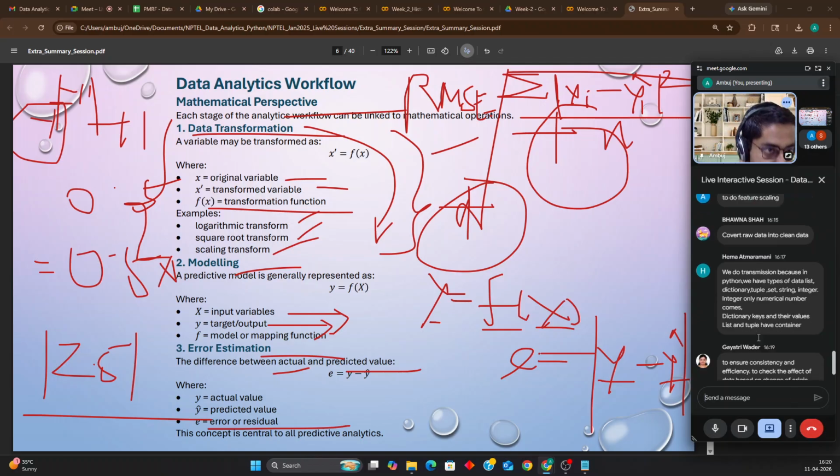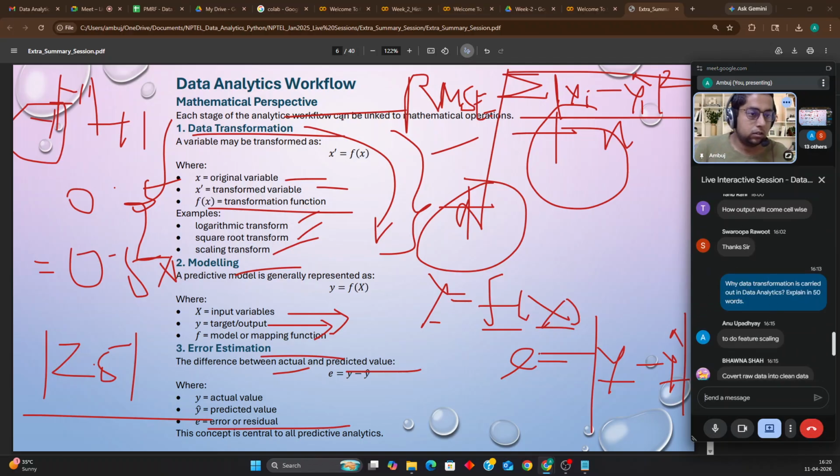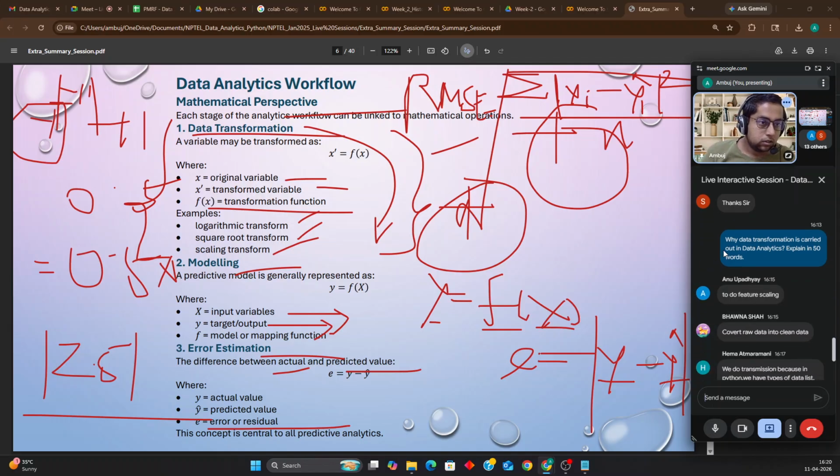Okay, let me quickly go through it. Anu Upadhyay says it is done to do feature scaling. Okay, data transformation is carried out in data analysis to do feature scaling. Good. But these are too few words for a 50 words question. Try to expand it in the examination.